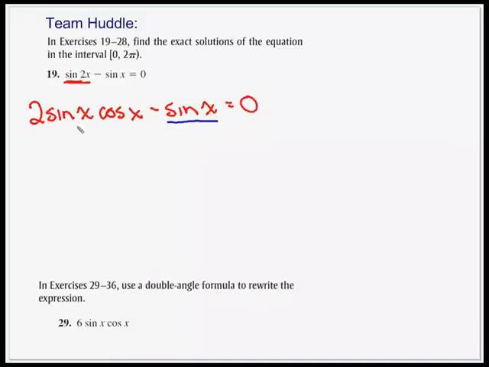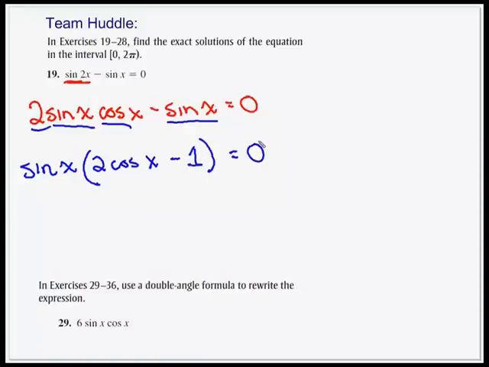And we see in each term we can factor out a sine x. So we can pull out a sine x, and what are we left with inside? 2 cos x minus, we factored the sine x out, but we need a placeholder. We need a 1 to hold that sine x's place. Okay, now we factored it into two factors. It's set equal to 0, so each factor goes to 0 independently.